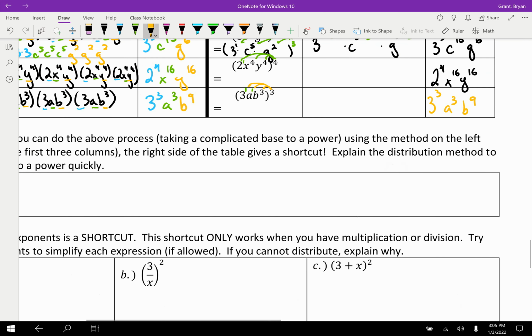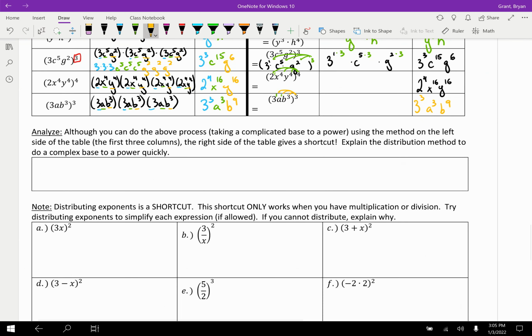So what's going on here? Well, the shortcut has to do with the distributive property. So we can multiply the outside exponent to all exponents in the parentheses.